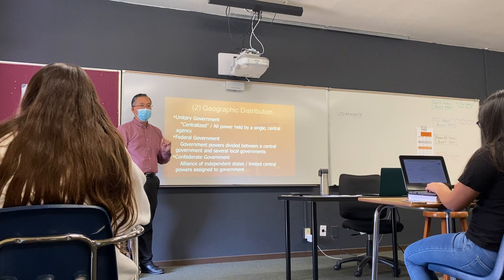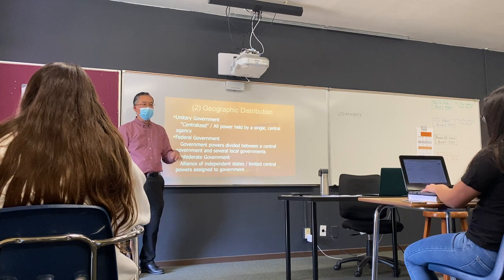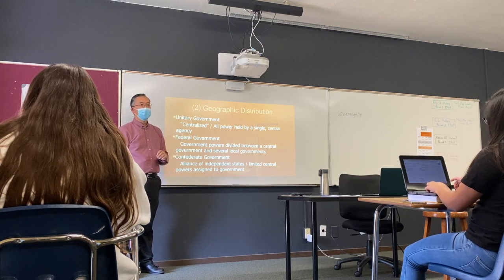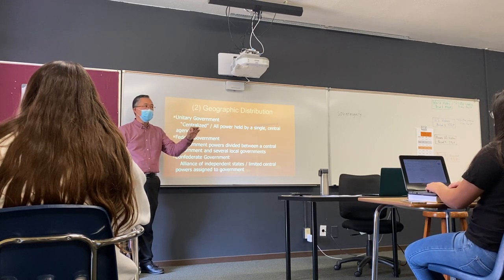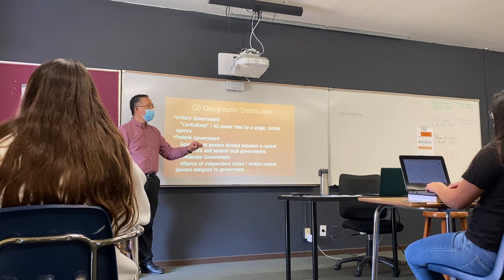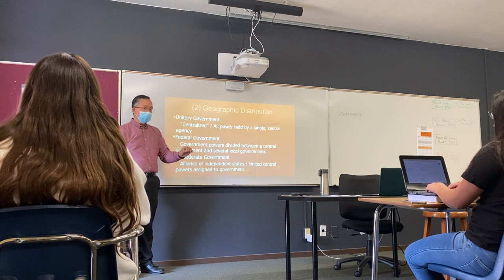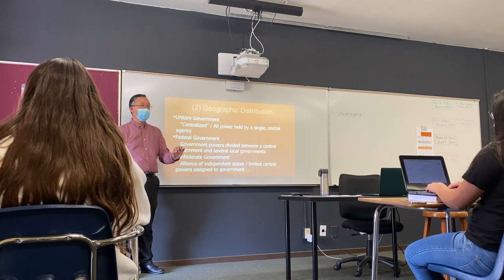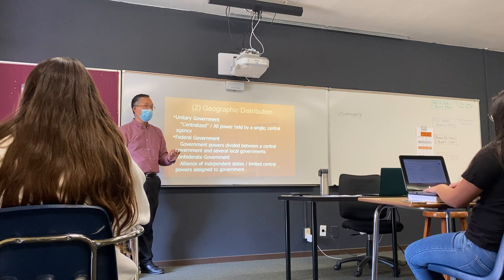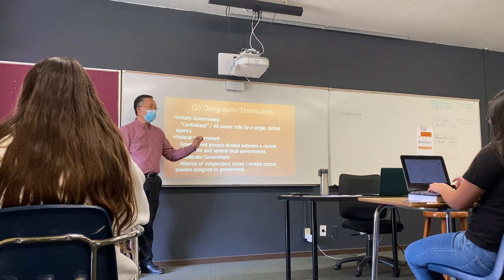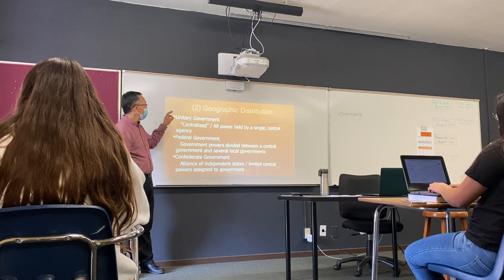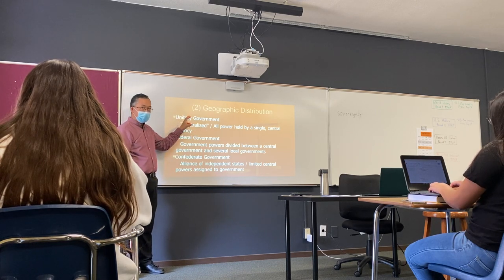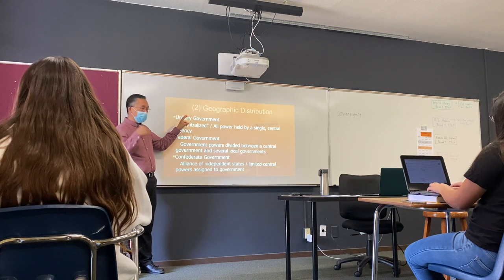The United States has a central capital for the country. It's Washington, D.C. Mexico has a federal district centered around Mexico City. But all the decisions in the country are not made in Washington, D.C. or in Mexico City, right? Because they have other elections in other parts of Mexico, other parts of the United States. So those are not unitary governments here and in Mexico.